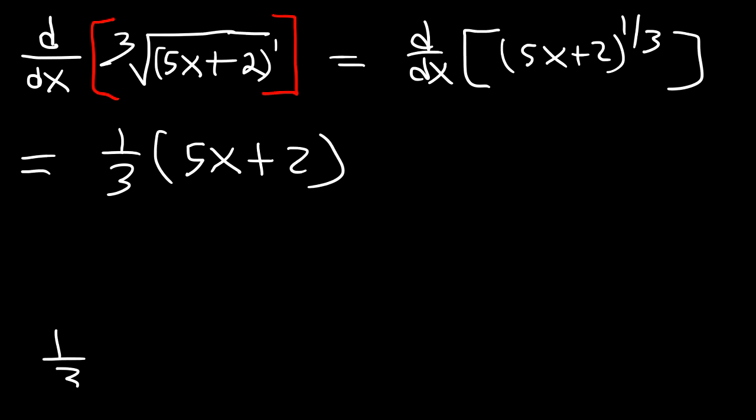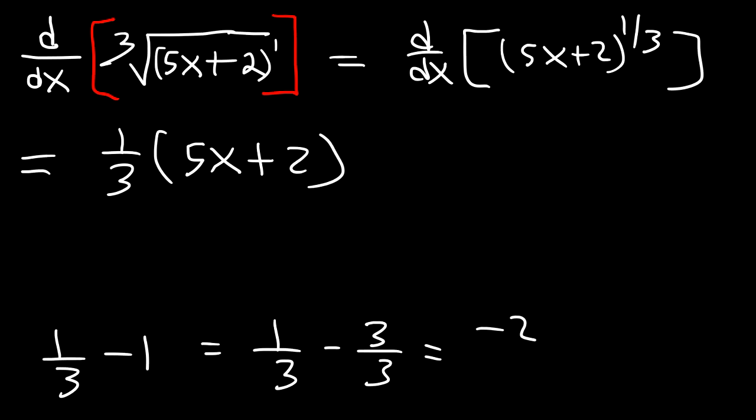So 1/3 minus 1, that's the same as 1 could be changed to 3/3. So we need to get common denominators. 1 minus 3 is negative 2. So this is going to be negative 2/3. And then we need to multiply by g prime, the derivative of the inside function. So the derivative of 5x plus 2 is 5.